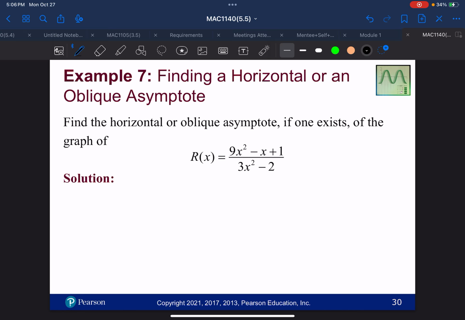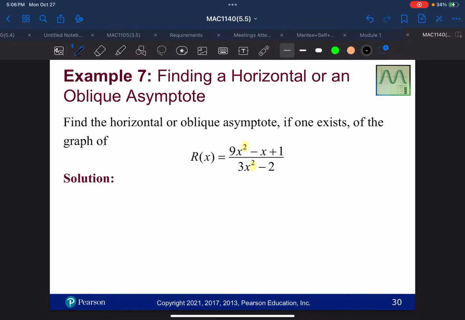Okay. So the next one, we are going to find the horizontal or the oblique asymptote for this function r of x. So if we look at the degrees again, we see that their degrees are actually the same. So that is going to be case number 2. And that rule says that these are the same.